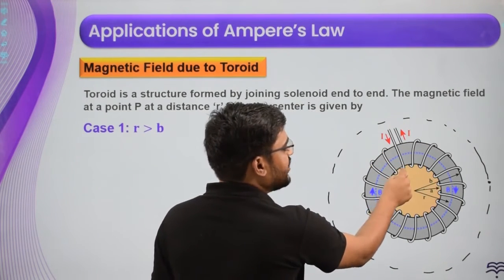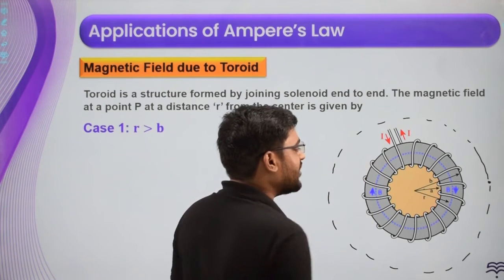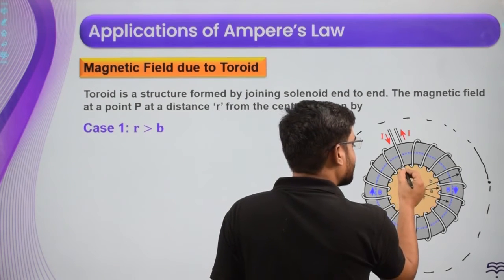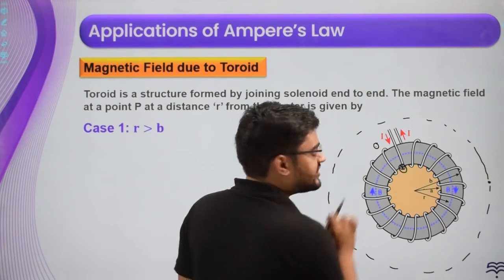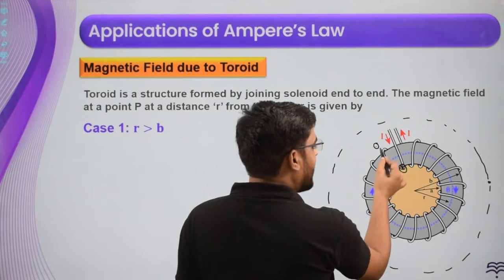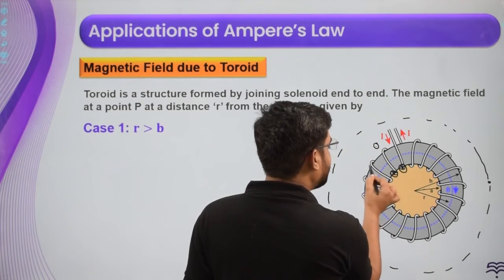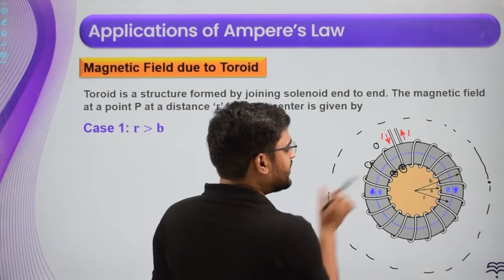So when current is going in over here, it is coming out again from here. So current is going in over here and coming out. Now these two will cancel each other out. Then when it is again going here, it is coming from here. So these two will again cancel out.